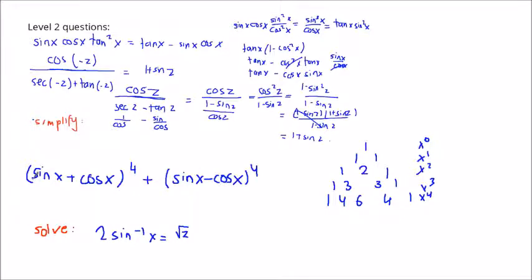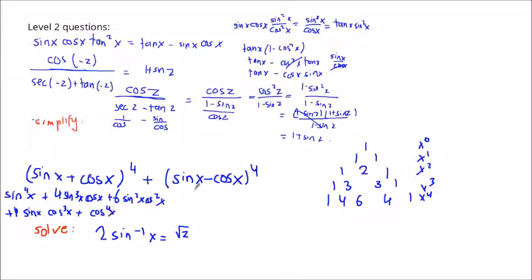So basically what's going to happen is this is going to give me sine to the fourth x plus 4 sine cubed x cosine x plus 6 sine squared x cosine squared x plus 4 sine x cosine to the third power x, probably won't appear on the test, plus cosine to the fourth x.